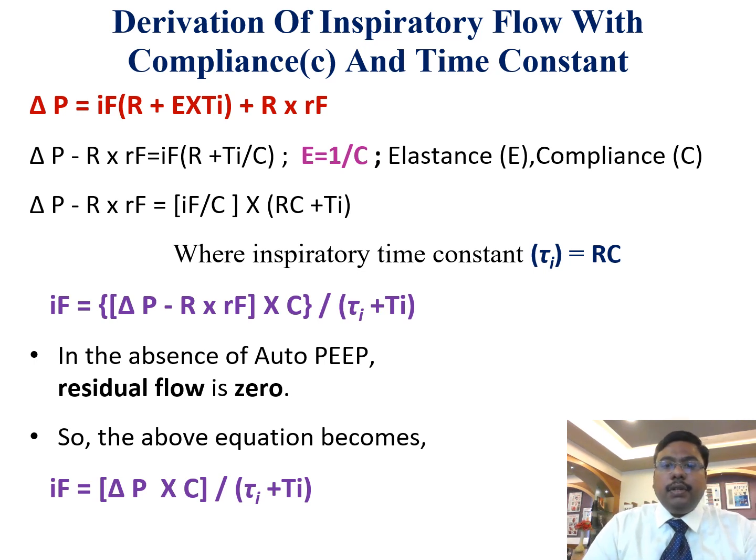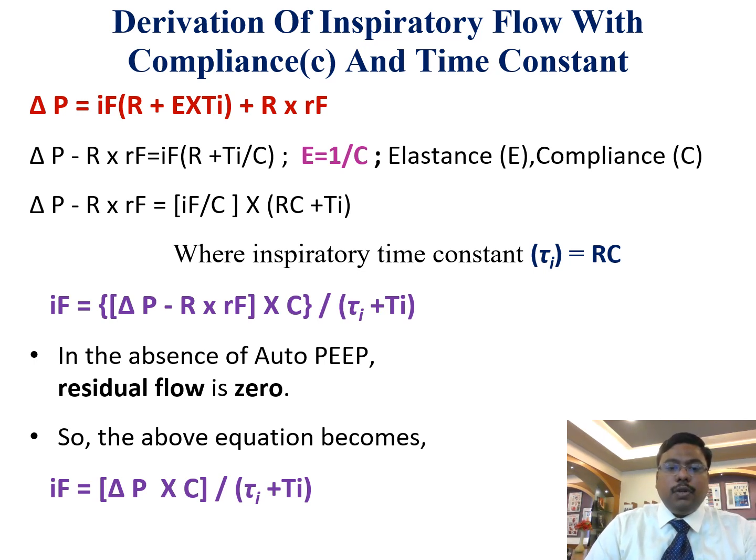In the same relation, you have to substitute the relation between elastance and compliance. So elastance and compliance are inversely related, and C denotes time constant. If you substitute, we will be getting the result: inspiratory flow is equal to delta P minus R into residual flow, close the bracket, then you have to multiply by compliance, then the entire thing will be divided by inspiratory time constant plus inspiratory time.